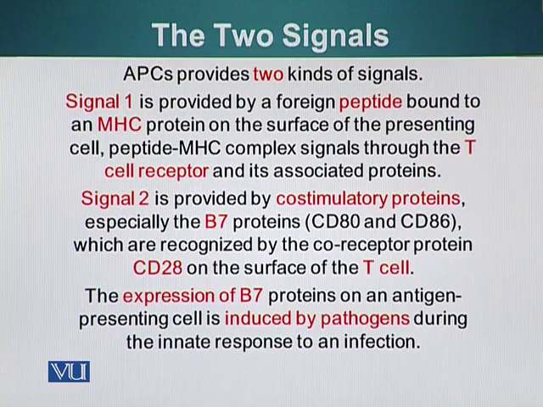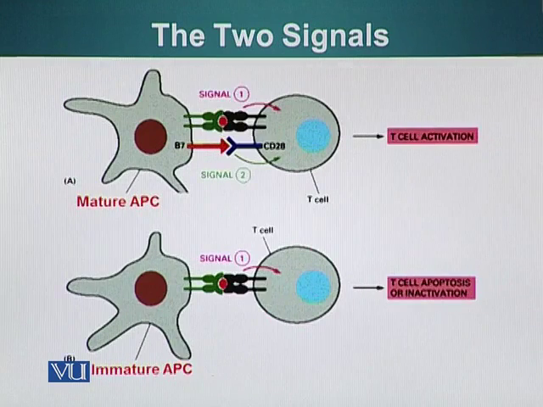CD means cluster of differentiation. So same name for the same protein, which is recognized by co-receptor protein CD28 on the surface of T cells. Too many names. I will show you a diagram and hopefully that will simplify things for you. The expression of B7 proteins on antigen-presenting cells is induced by pathogens during the innate response to an infection. Here, hopefully this will simplify things for you.